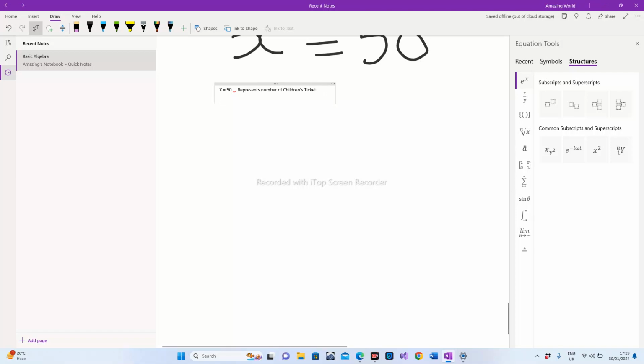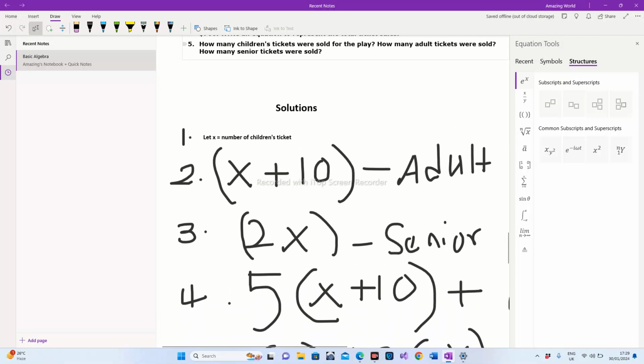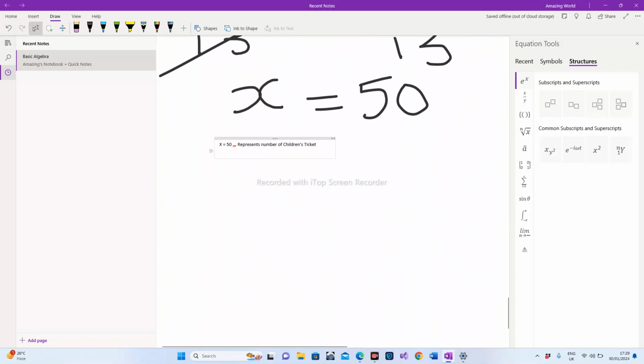Then for our adult tickets, remember when we solved for adult, we said x plus 10 equals the number of adult tickets. So that leaves us with our x being 50, so we will be left with 50 plus 10, which is equal to 60.